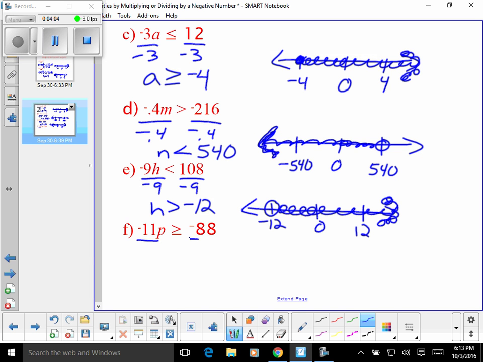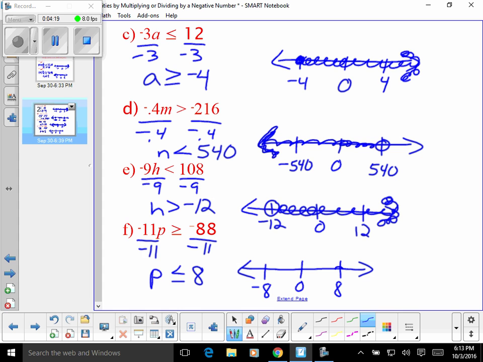In F, we will divide both sides by -11. P will be less than or equal to 8. And to graph that, we will have a closed circle at 8. We want everything that's less than that, so we'll move to our left.